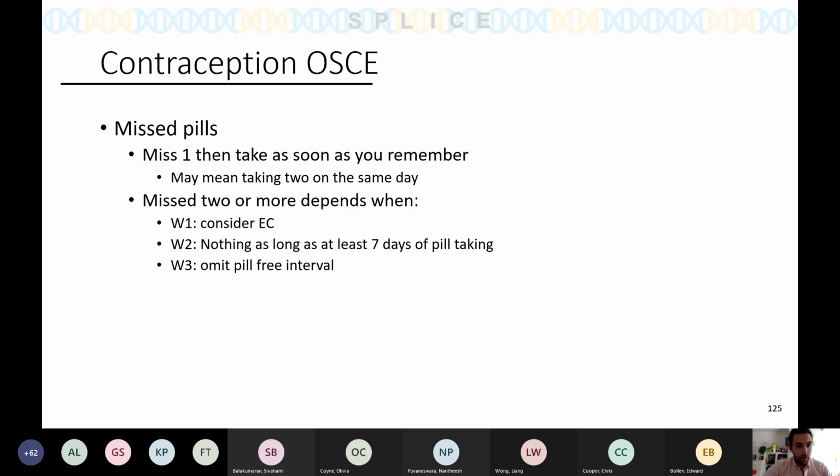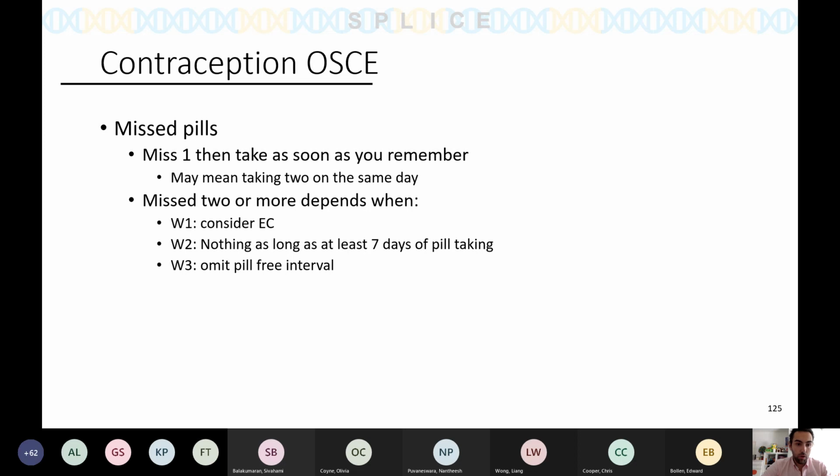Missed pills as well, quite important. So if patients miss one pill, just take it as soon as you remember. It may mean you have to take 2 on the same day. If you've missed 2 or more, it depends on when in your cycle. So basically, I think if you've had 7 days' worth, it gives you good enough protection.